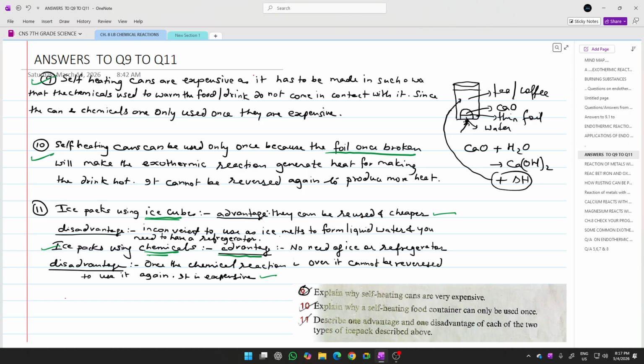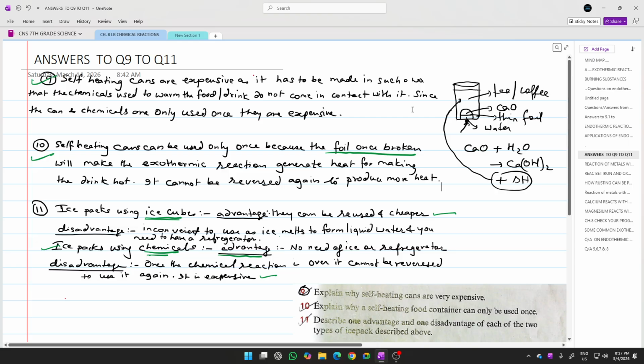Now the question was why these self-heating cans are expensive. The very simple answer is because of this special arrangement that has to be made. There is a modification. The can is not as simple as a hollow vessel where you can keep your tea or coffee. There is this particular arrangement of calcium oxide and water being kept in two different chambers separated by a thin foil, isn't it? That arrangement makes this can a bit costly or expensive.